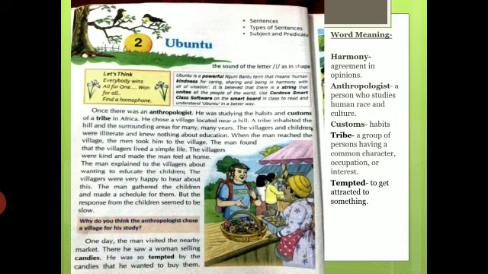The man gathered the children and made a schedule. Schedule means a kind of timetable for them. When all the villagers agreed that he could educate their children, the first thing the man did was make a schedule, and then he started teaching them.